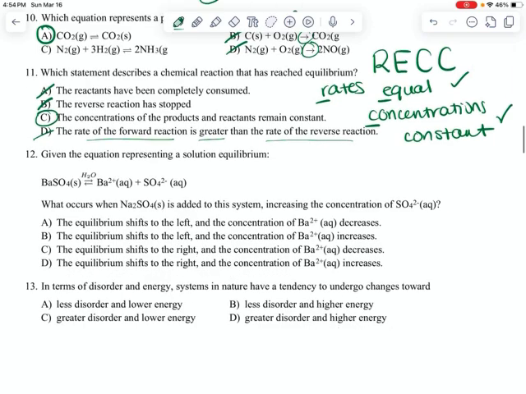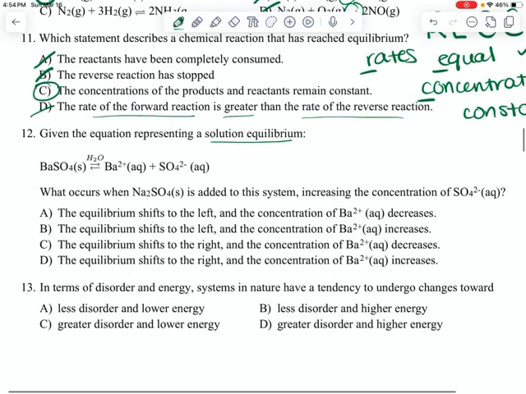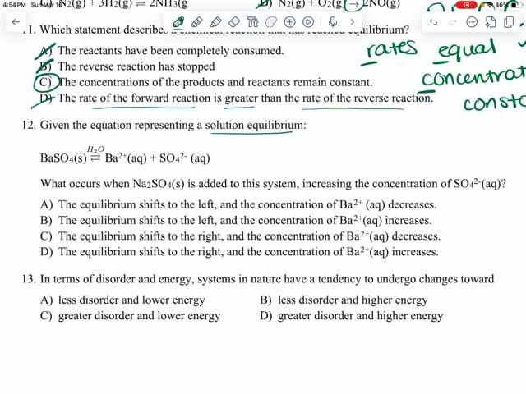Number 12, solution equilibrium. We have BaSO4, so this is the forward reaction. BaSO4 can break down into Ba2+ and SO4 2-. On the flip side, that SO4 2- and that Ba2+ can combine in the reverse reaction to form BaSO4 solid. So when we add more Na2SO4, meaning that we're increasing the concentration of SO4 2-, remember what I taught you? Another one: add away and take towards.